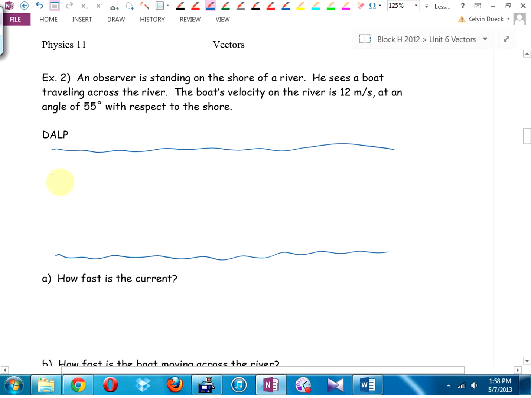Let's let the current go this way. Instead of writing velocity of the current, can I write VC? Is that okay? And it looks like the boat is being pushed sideways. It says it's being pushed sideways at 12 meters per second at an angle of 55 degrees with respect to the shore. The exact same question, just different numbers.